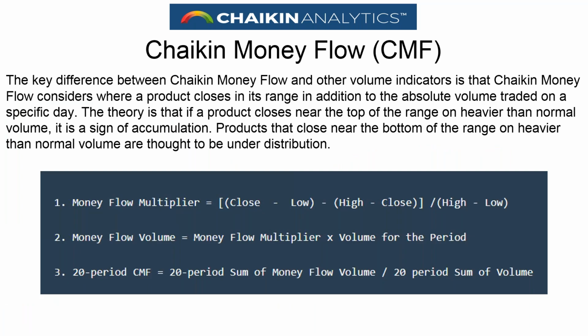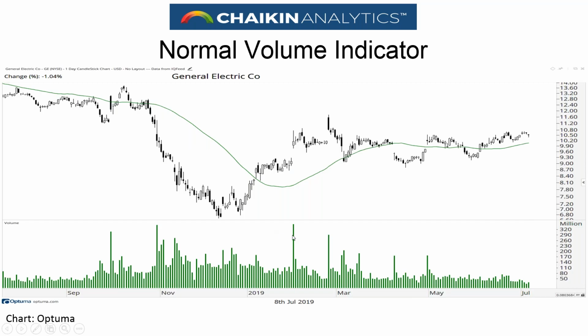So the key difference between Chaikin Money Flow and other volume indicators is that Chaikin Money Flow considers where a product closes in its range, in addition to that absolute volume level that was traded on a specific day. So in addition to this spike here, we want to know where the stock closed in the range, because now there's more information there, right?